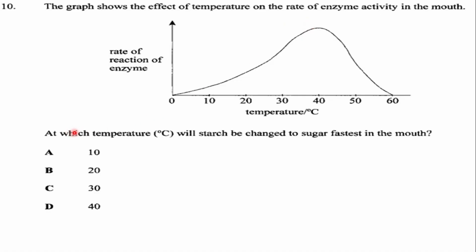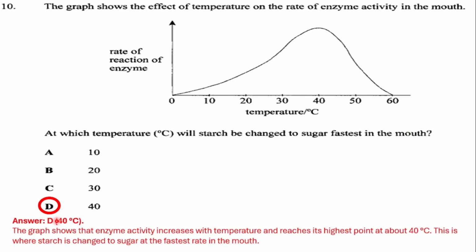And so the question says, at which temperature in degrees Celsius will starch be changed to sugar fastest in the mouth? Is it A, B, C, or D? And the correct answer is definitely going to be D, because the graph shows that enzyme activity increases with temperature and reaches its highest point at about 40 degrees Celsius. This is where starch is changed to sugar at the fastest rate in the mouth. So the correct answer is definitely going to be D, 40 degrees Celsius.